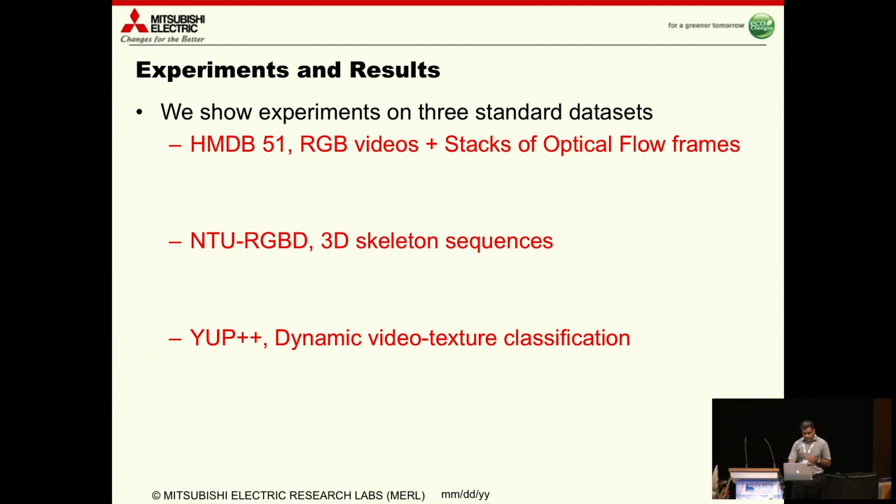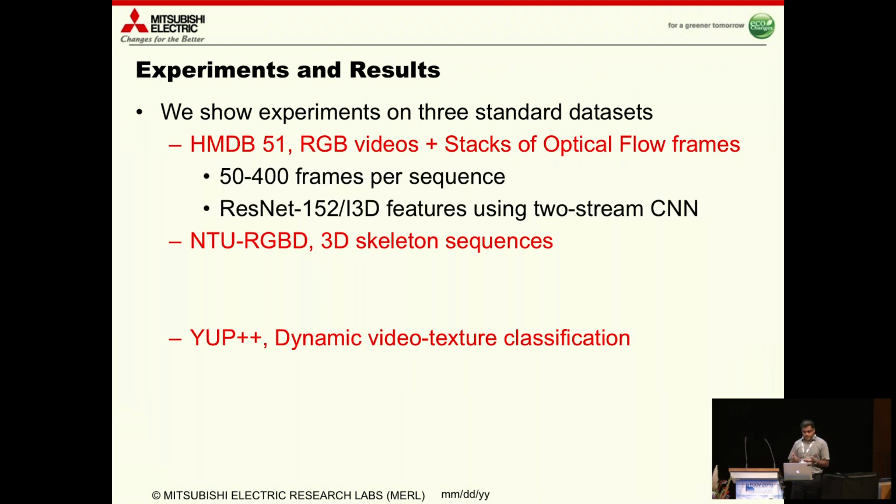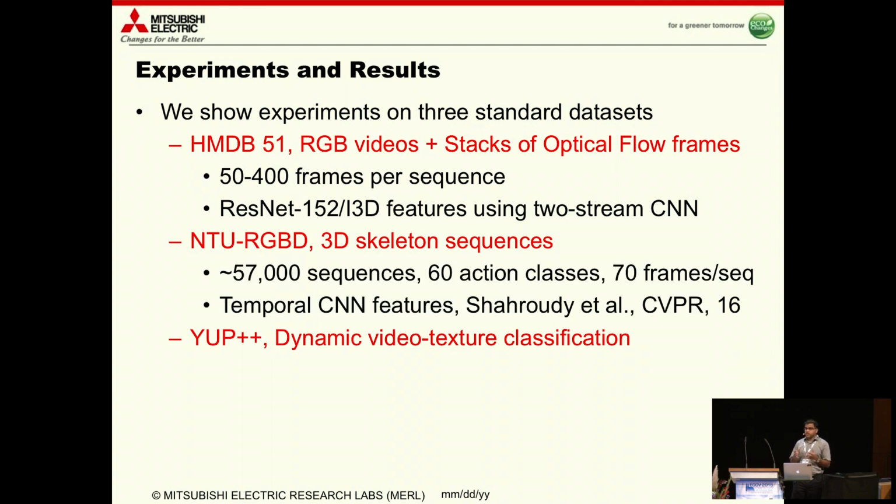And we tried two different architectures for this. One is ResNet 152 and the recent I3D features, which are the state-of-the-art. Then the other dataset is NTU-RGBD, which has skeleton sequences. There are about 57,000 sequences and 60 action classes. We use a temporal convolutional network to encode these sequences.